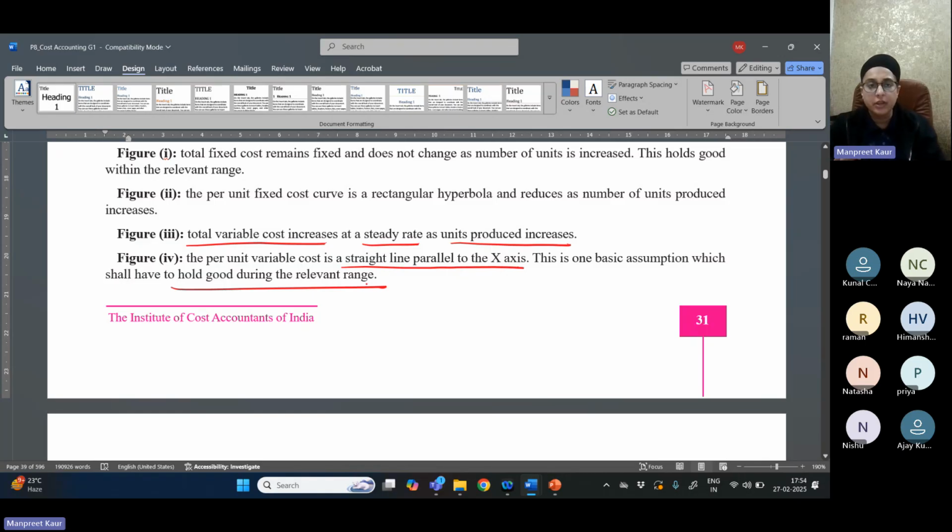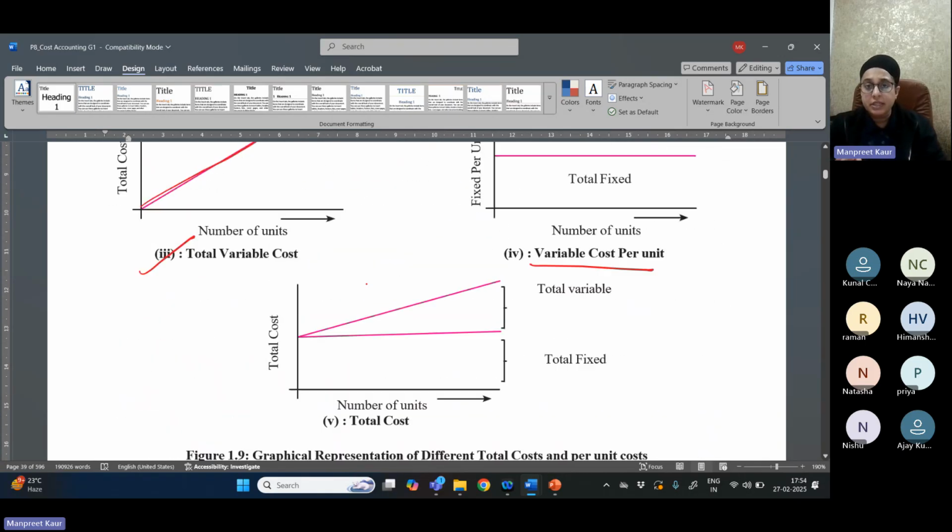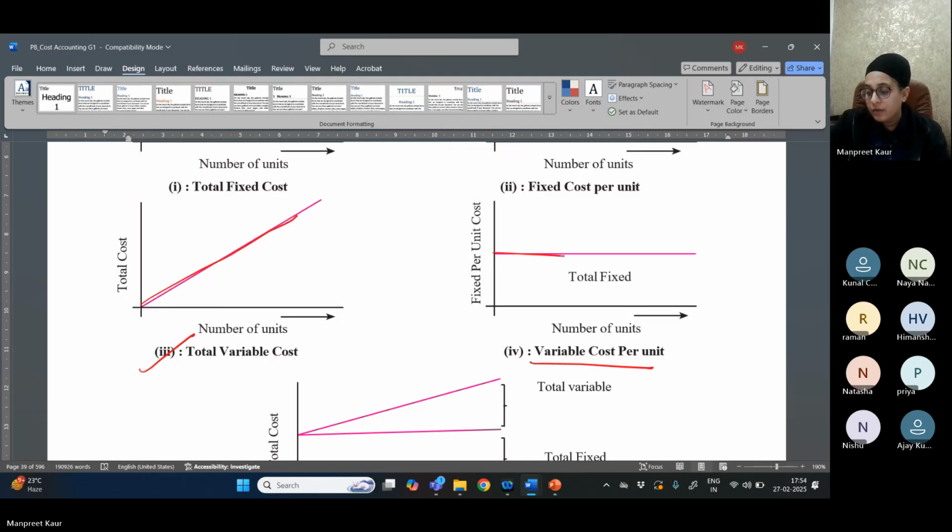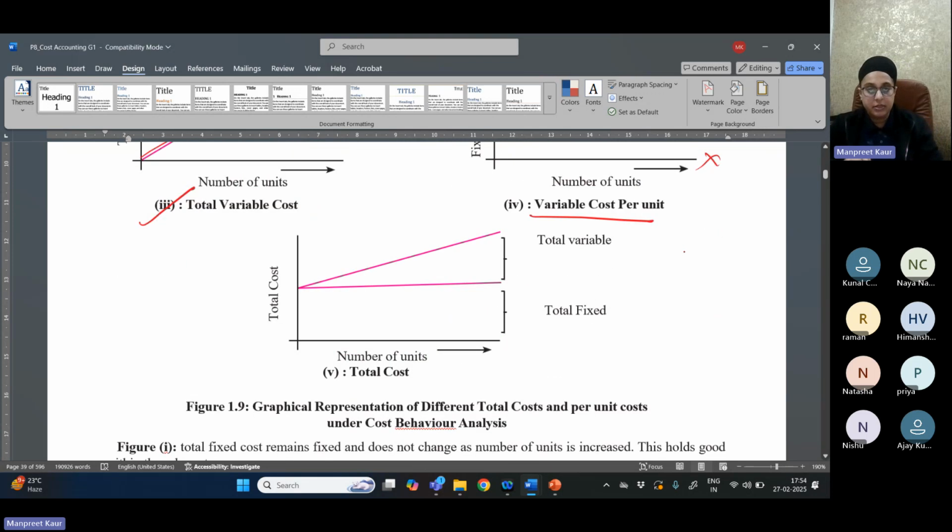We will discuss further why it is fixed, if we say it remains constant when the number of units increases.